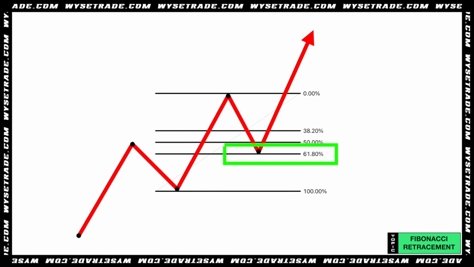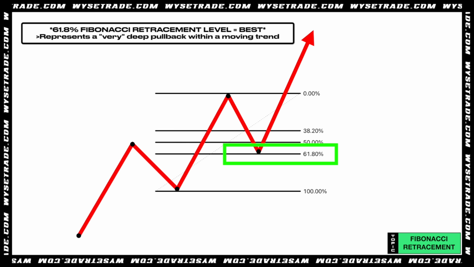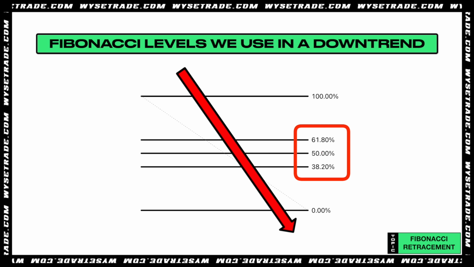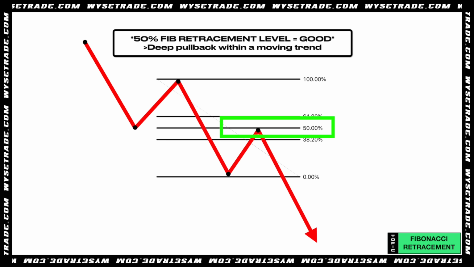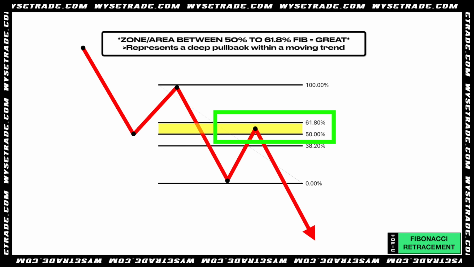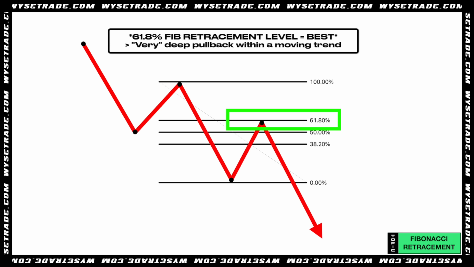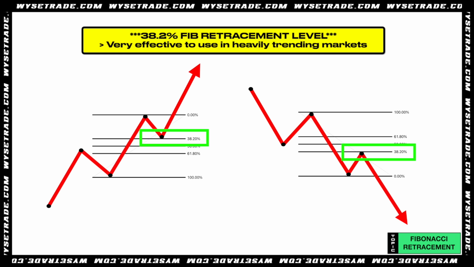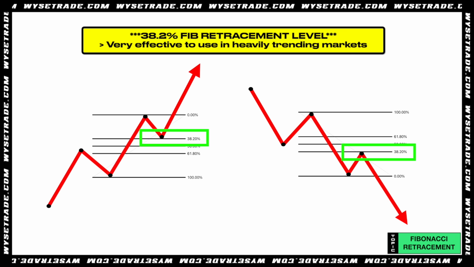Then we have the 61.8% Fibonacci level, which is what we call best because it represents a very deep pullback within a moving trend. In the opposite direction, in a downtrend, the same thing. 50% Fibonacci is good. The zone and area between 50% Fib and 61.8% Fib is great. And 61.8% Fibonacci is best. Now there's also the 38.2% Fibonacci level, which is very effective to use in a very specific use case, which we'll discuss later in this video.